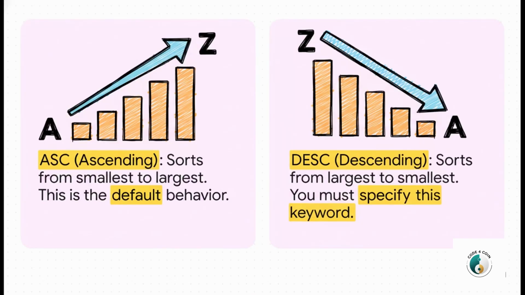And you've got two main flavors here. You can go ASC for ascending, that's A to Z or 1 to 100. This is actually the default, so if you just say order by name, it's going to sort alphabetically. Or you can specifically use DESC for descending, that's Z to A or 100 down to 1. This is exactly what you'd use for things like most recent comments or highest scores.